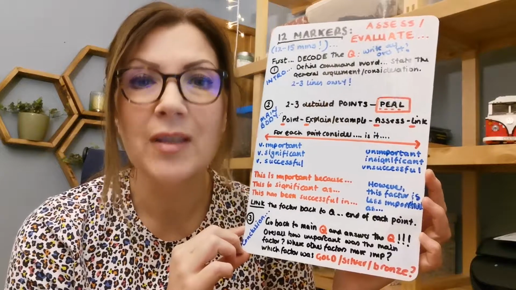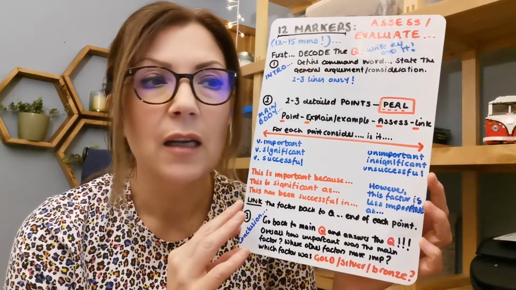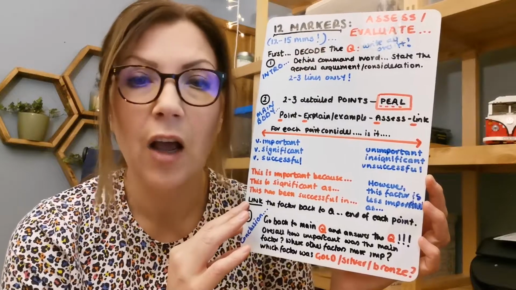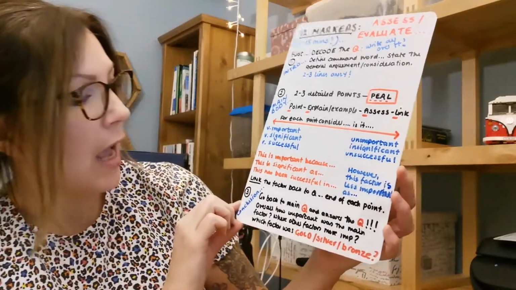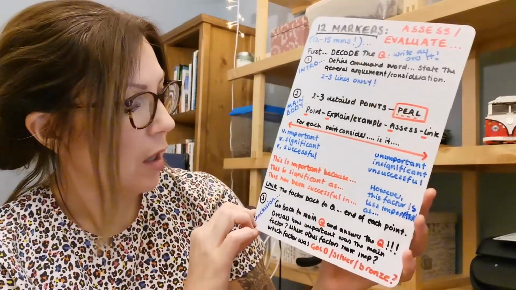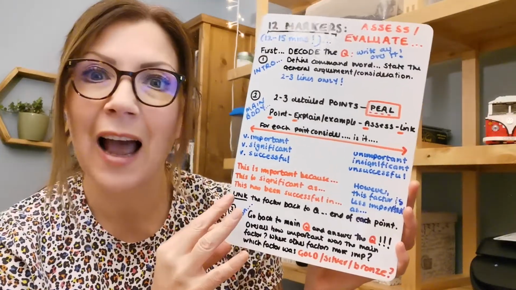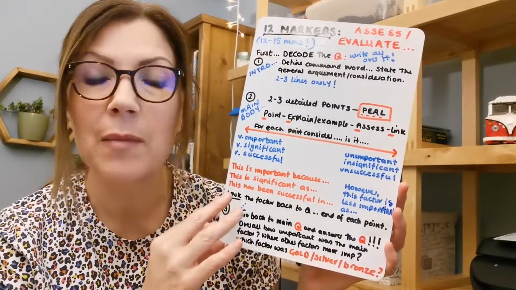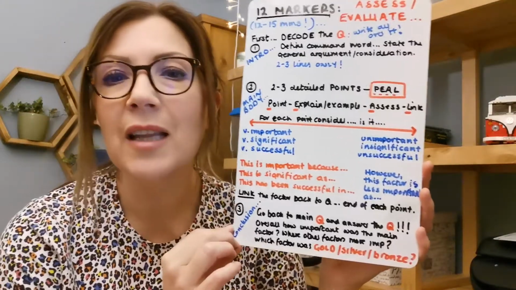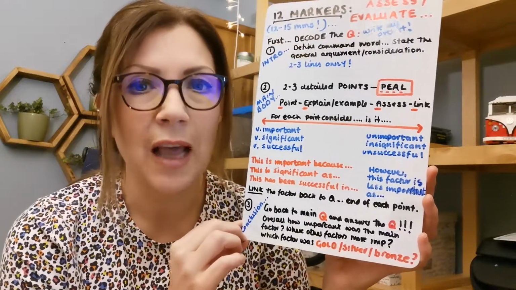So each paragraph follows that same format. Give the point, give the factor, explain it, say what it is, give a little example, and then get on with assessing how important that factor is. Okay, so you've done that 2 or 3 times. And I've given a few ideas of the language that you can use. So this is important because, okay, this factor is significant as, this has been successful as it has, okay? And then to counterbalance that, maybe with another factor, however, this factor is less important because, so you're using that kind of language right the way through, and that's signposting to the examiner that you're answering that question.